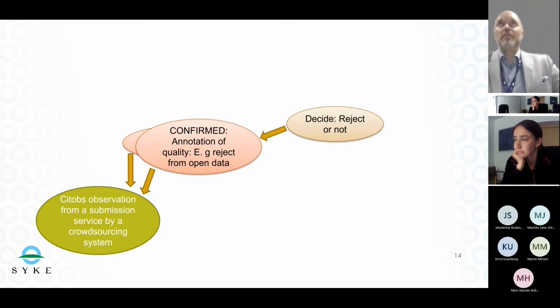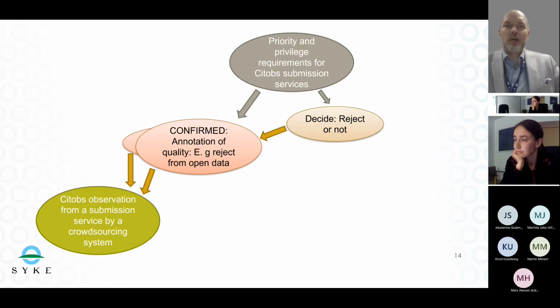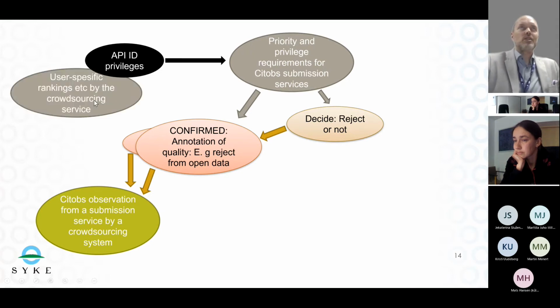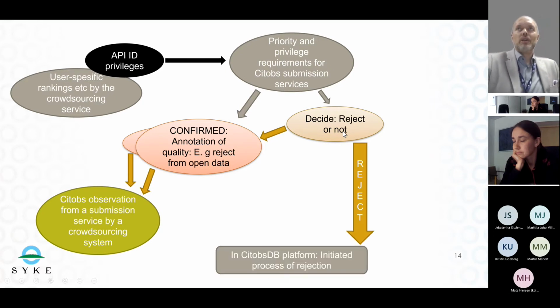And for this thing, there will be a priority and privilege requirement for different services and providers of the information. So we would basically make it so that these different APIs, which are indicating the sources of data, could have different priority to, for example, confirm that, okay, let's take and reject this piece of data. There could be additional user-specific ranking systems also, but this is not what we are going to be implementing in this project.